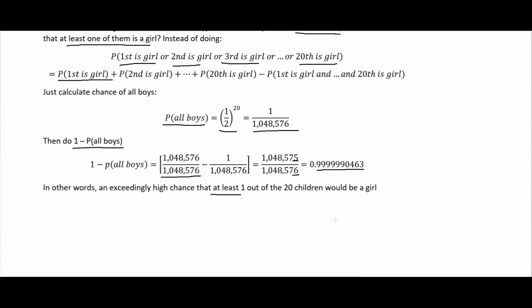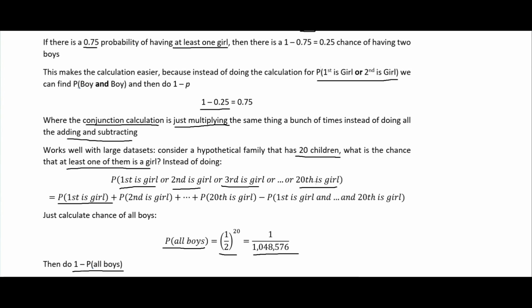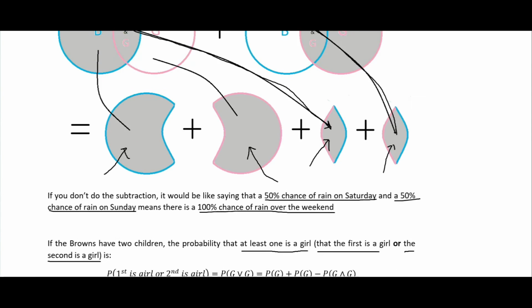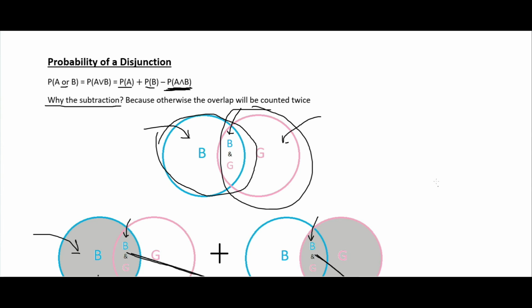You could think about it too in terms of flipping a coin. If you flip a coin 20 times, the chance that all 20 of them are heads would be very, very small. Not zero, but very, very small. And so this is how doing the complement can actually simplify our calculations when we are doing this disjunction. But anyway, that is everything I had for this.